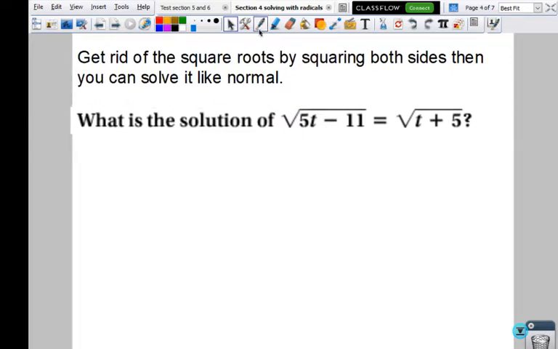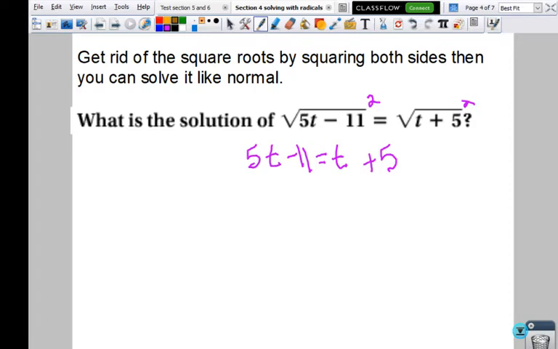So, how do I get rid of square roots? Square them, right? Okay. So, because I have square roots on both sides, I'm just gonna square both sides. And the square root and squared cancel out, right? I get 5t minus 11, and it's gonna equal t plus 5. And now I can go through and solve this just like a regular algebra problem.